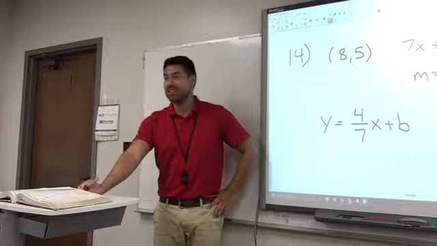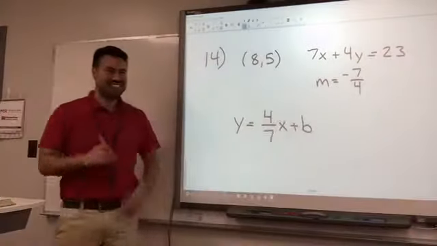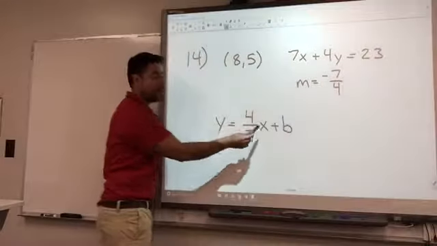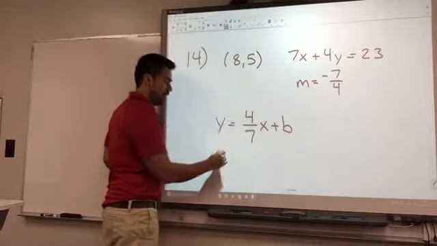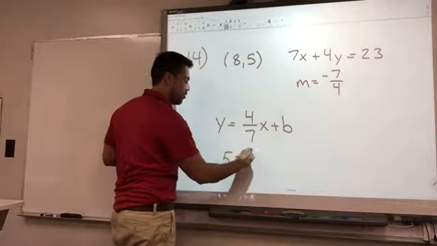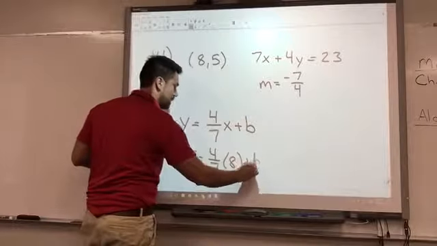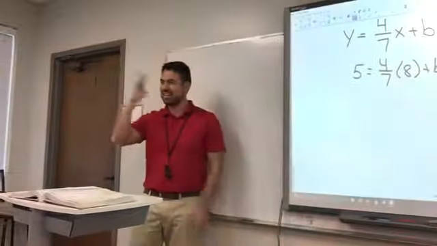Okay, you just have to do it. And how do we do that? Plug in the x and y. So I'm going to replace x and y with 8 and 5. So 5 equals 4/7 times 8 plus b.